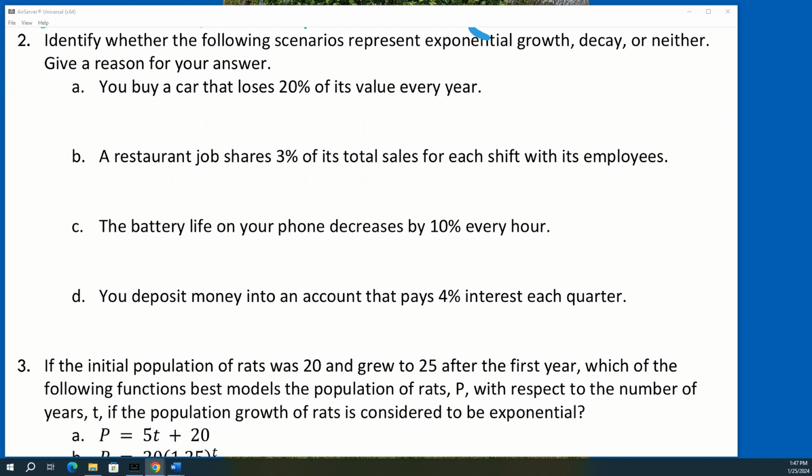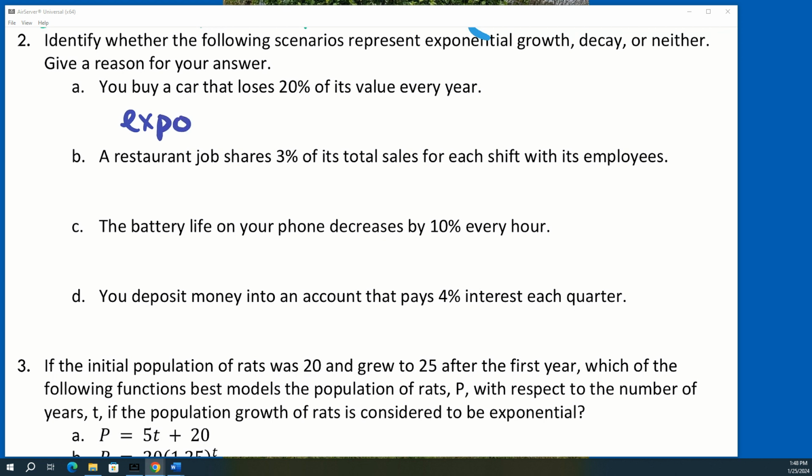So on number 2, given which of the following scenarios identify, which is exponential growth, exponential decay, or neither. Now, I just want you to know, just because it has a percent in the problem does not mean it's exponential growth and decay. So we have to think about what happens in the problem. So on A, it says you buy a car that loses 20% of its value every year. That's exponential decay.